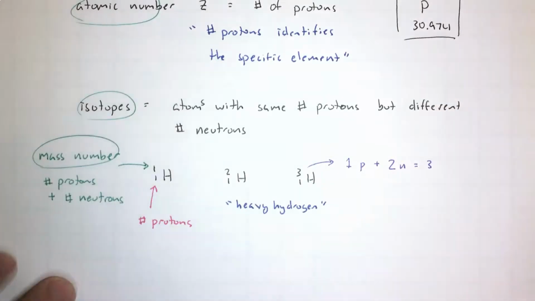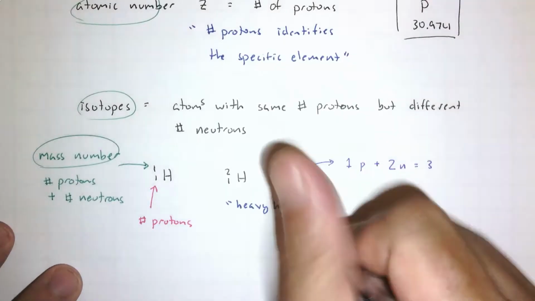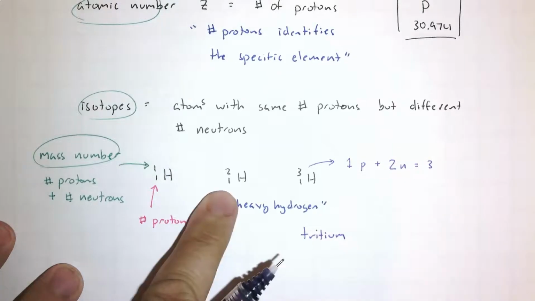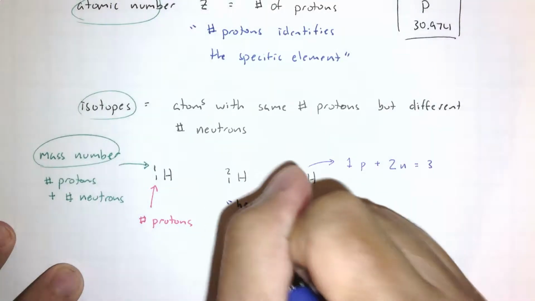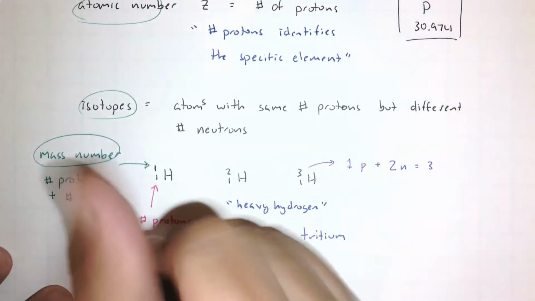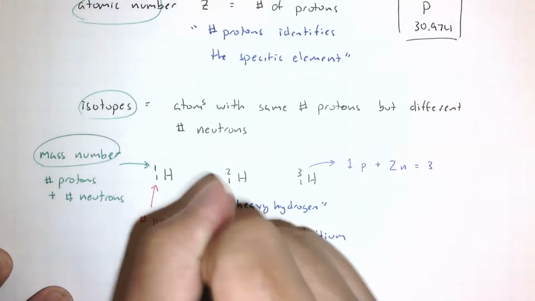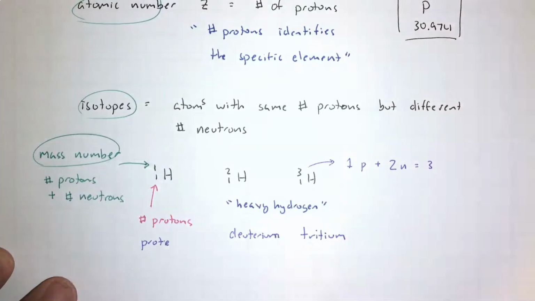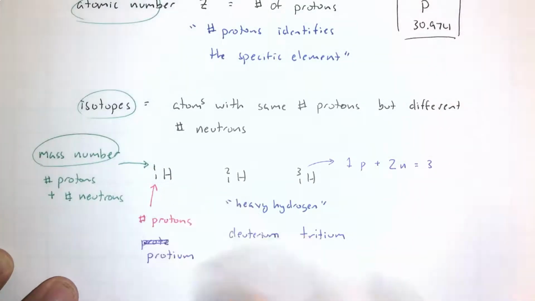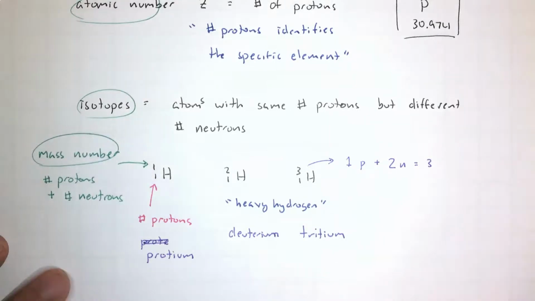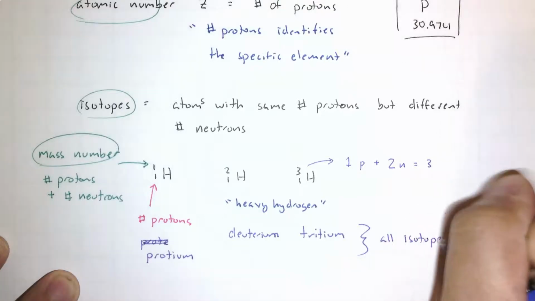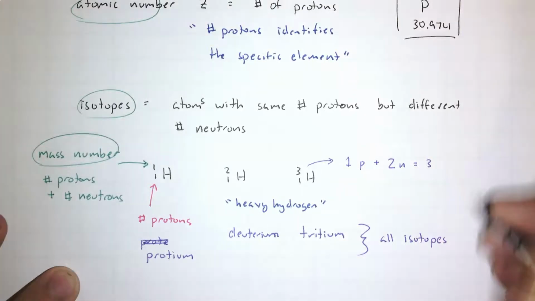Okay. The name of this atom is tritium. Tritium. The name of this one is deuterium. And this one is called protium. How do I spell this? It has to be with an I. Protium, deuterium, tritium. They are all isotopes of hydrogen. Okay. Hopefully these terms are becoming more familiar.